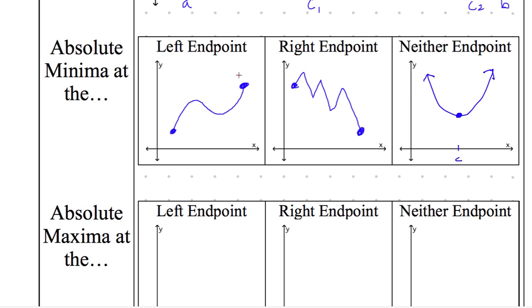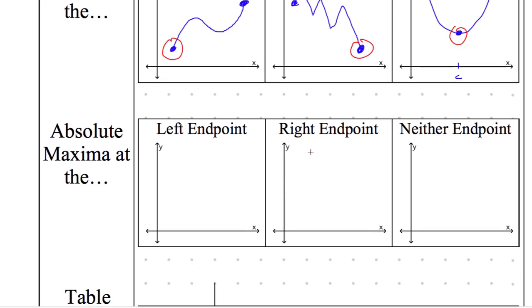So we should add to our notes too. Let's circle the absolute minimum so it's easier for us to see it. So the absolute minimum was there, there, and there. Let's do absolute maximum. So the left endpoint and right endpoint, there's not too much that I can do new to be fancy.